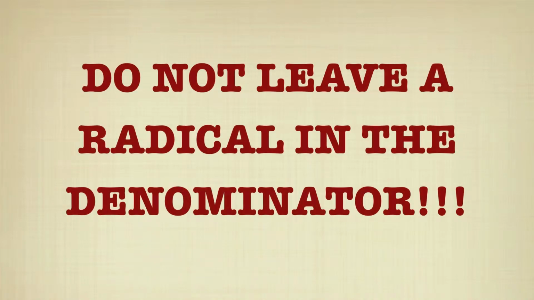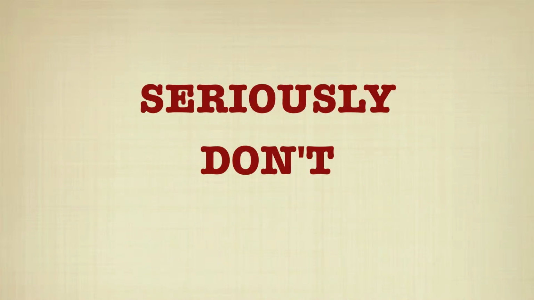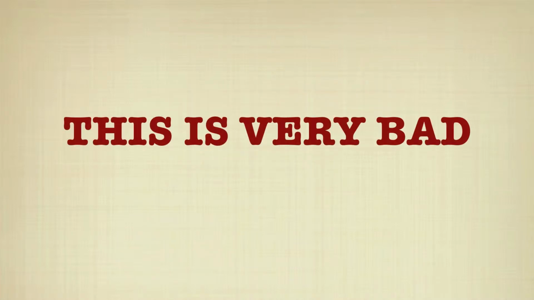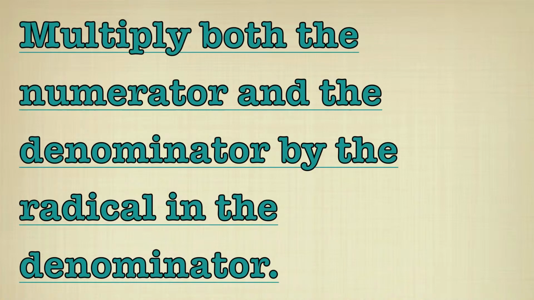Before we move on to the second practice problem, here is a quick public service announcement. It is bad math manners to leave a radical in the denominator. If you do this, you will offend the entire math community, which is really bad since math is the universal language. Therefore, you'd be offending the whole world and the universe will implode. So don't do this. Instead, just multiply both the numerator and the denominator by the radical in the denominator. Now, back to that other practice problem.